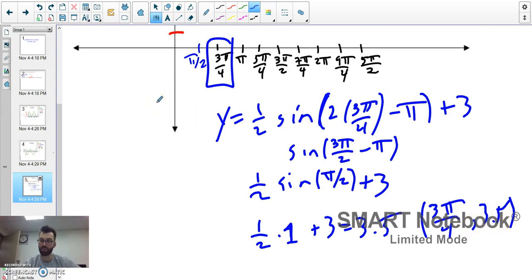So that is vertical shift. We have now done horizontal and vertical. Our next day will be a fun one.